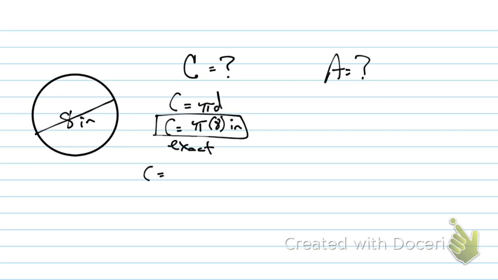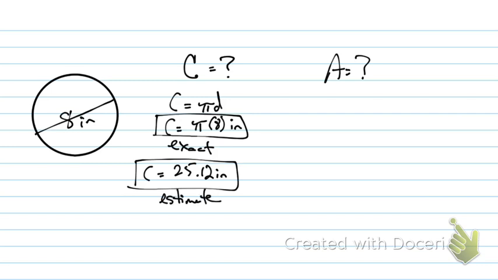Then we're going to get an estimate. And when we use the estimate, we're going to use 3.14 for pi. So I'm going to do 8 times 3.14, and I'm going to get 25.12 inches. The reason this is the estimate is 3.14 is not exactly pi. It's the first 3 digits of pi. Because how many digits are in pi? Infinite. It keeps going and going forever. So this would be called the estimate.